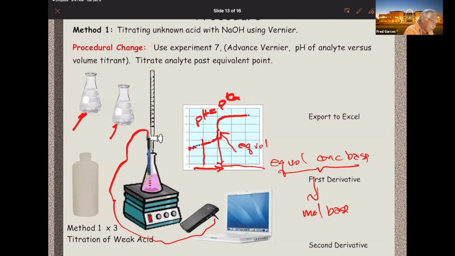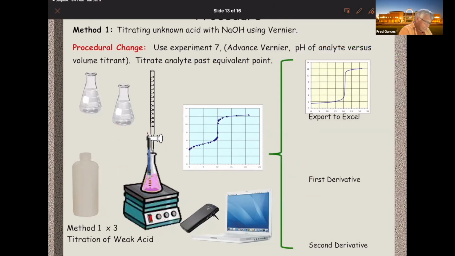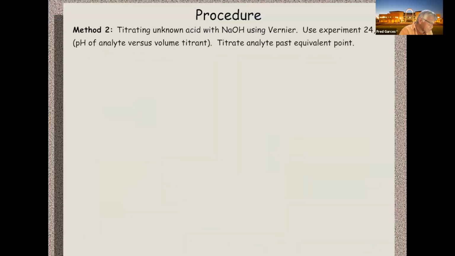You guys are not required to do a first and second derivative on this, because if it was your data, then yeah, you could do it, but you're not required, because you can trust the results to determine your unknown. Okay, but if you were doing this experiment on your own, I would advise you to do a first and second derivative. Anyway, that's method one.